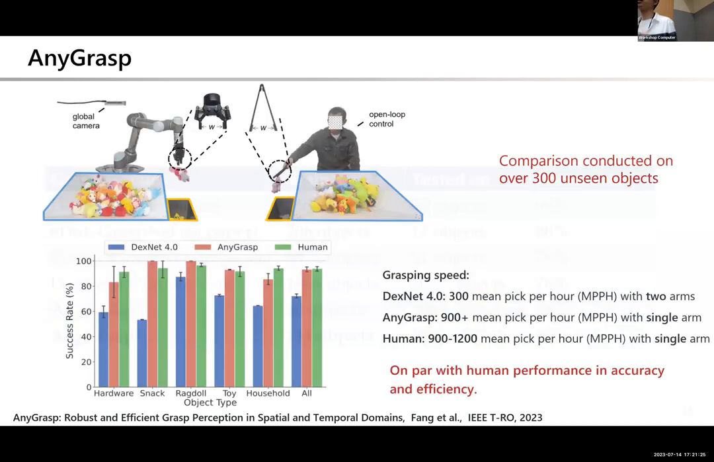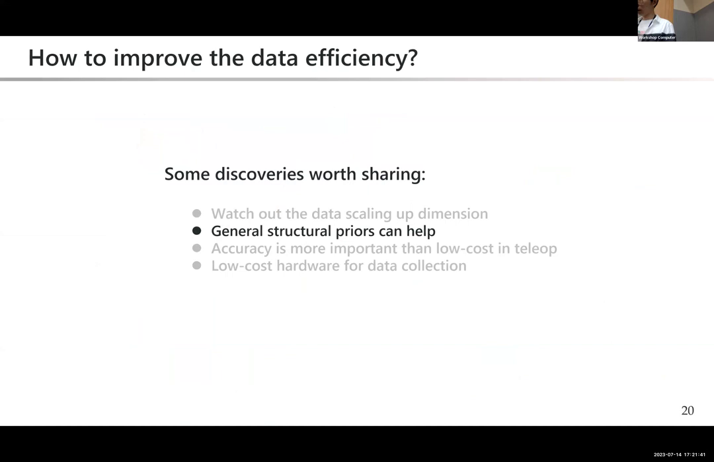And this kind of success rate is comparable to human subjects, because we invited some volunteers to conduct grasping with a parallel gripper. AnyGrasp shows an on-par success rate with human subjects as well as efficiency. And the second thing I want to share is that some general structural priors can help.